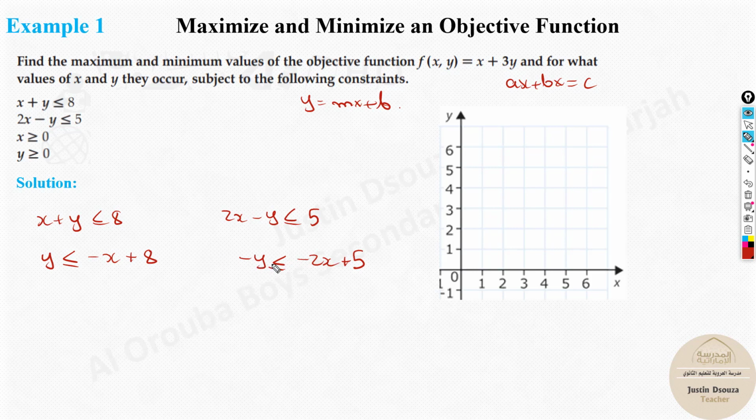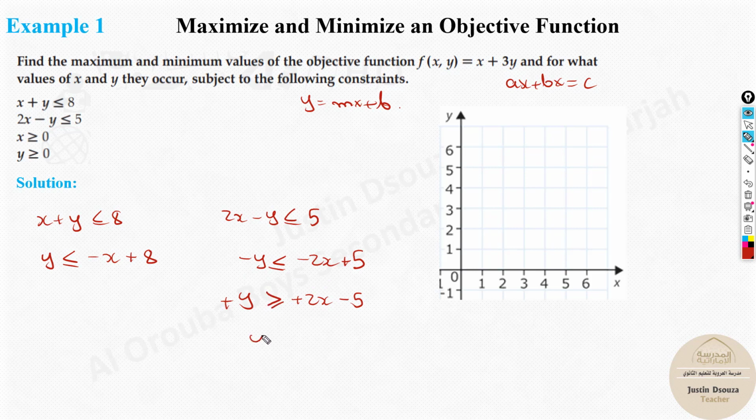This will multiply both the sides by negative sign. This will be positive y. This will be positive 2x. This will be negative 5. All the signs have been changed. That's fine. But what happens with the inequalities? Since we are dealing with inequality, this flips.